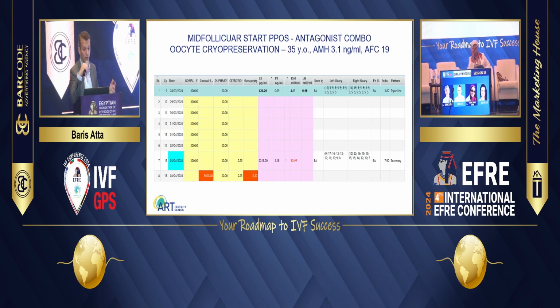So let me show you with a few cases. This is a patient who was 35. Her AMH was 3, antral follicle count was 19, so we would freeze eggs.